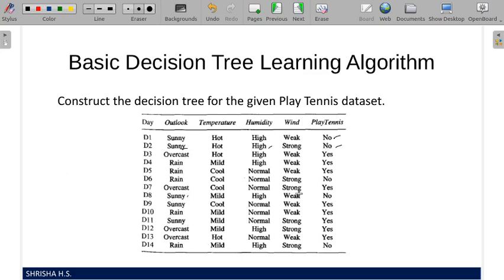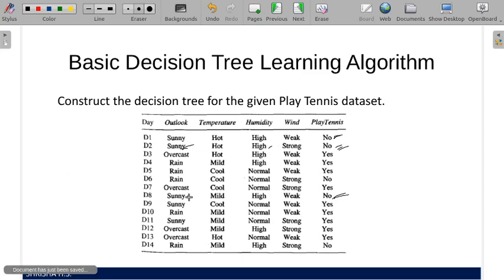So outlook is sunny, humidity high is no. So whenever outlook is sunny and humidity is high, we observe that it's always negative examples. Whenever outlook is sunny and we observe humidity equal to high, there are three positive out of five. Sorry, three negative examples and two positive examples.